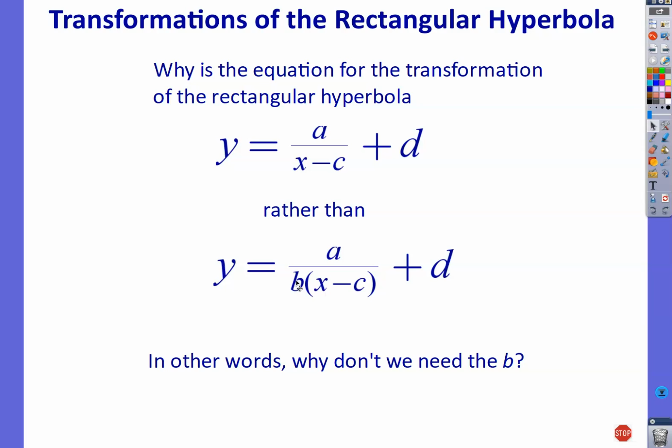So I'm not going to give you the answer right now, but that's just a bit of a challenge question. Just have a look at that equation there and see if you can figure out why we don't have to have a b for this particular transformation. And we'll stop the video at that point, and we'll get some practice at transformations in the next video.